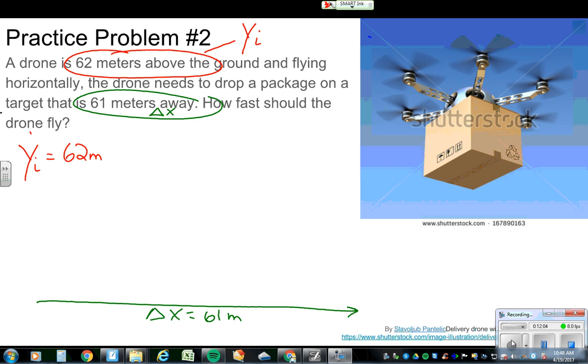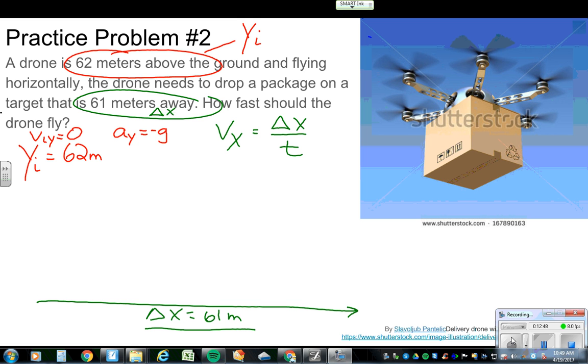So it doesn't really give us a lot of information, but we know some other things. We know that my initial velocity in the y direction is equal to 0. My acceleration in the y direction is equal to negative g. And they want me to find my velocity in the x direction. How fast is my drone flying in order for it to reach a target that's 61 meters away if it's at a height of 62 meters? My velocity in the x direction is my change in x over time. We know my change in x is 61 meters, but we don't know time. So we're going to have to solve for time vertically and then plug it into the horizontal equation.